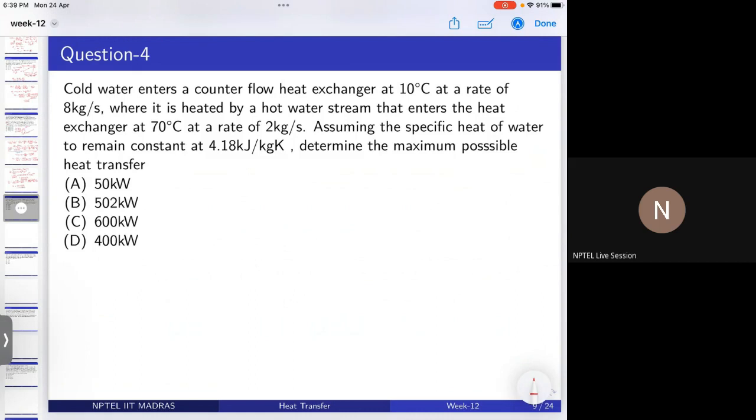Cold water enters a counterflow heat exchanger at 10 degrees Celsius at a rate of 8 kilogram per second, where it is heated by a hot water stream that enters the heat exchanger at 70 degrees Celsius at a rate of 2 kilogram per second. Assuming the specific heat of water remains constant, determine the maximum possible heat transfer rate. We can just try solving this question. I will be back in 2 minutes.